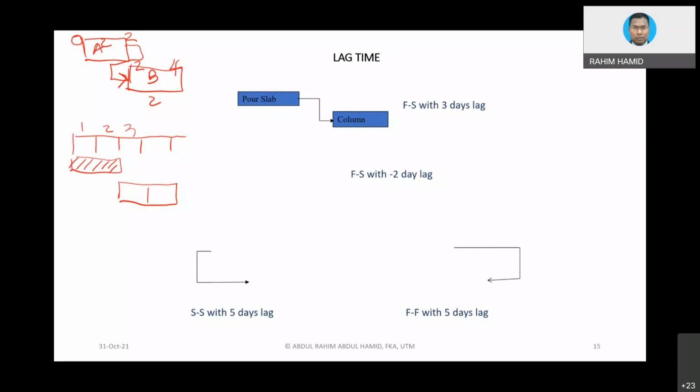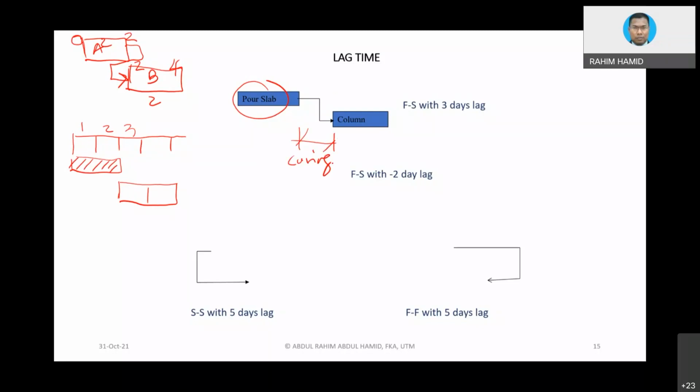Now, lag time. Imagine a post slab, wet concrete. If you just pour a slab on a small piece of floor, like a one-story house, for instance, normally you are going to wait for a few days, 1, 2, or 3 days, whatever, for the curing process, in order to erect your column. That is the logic of what we call scheduling.